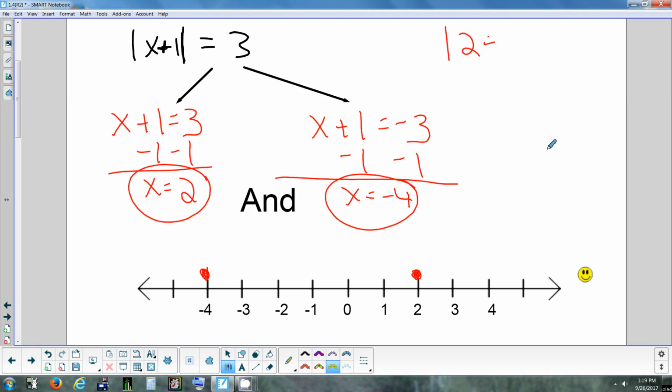So 2 plus 1 equals 3. The absolute value of 3 is 3. The absolute value of positive 3 is 3, because the absolute value always has to be positive. So we know that's why it works.